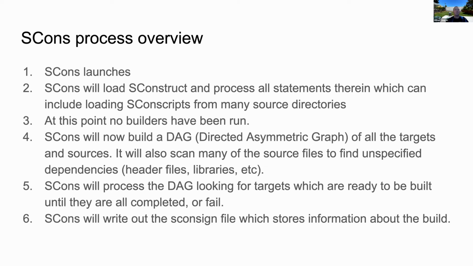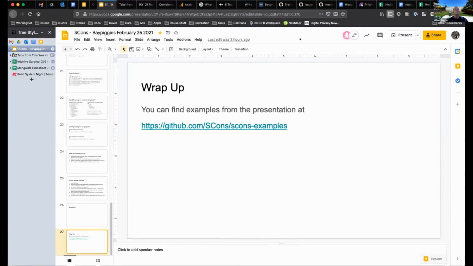And then when it's completed, it writes out a database of all the targets and sources, all their dependencies, and the MD5 hash of all the dependencies, and the MD5 hash of the command line used to build those targets. And that is the quick intro to SCons. So we can take some questions. Oh, and these examples actually are in a GitHub repo if you wanted to look through them later.